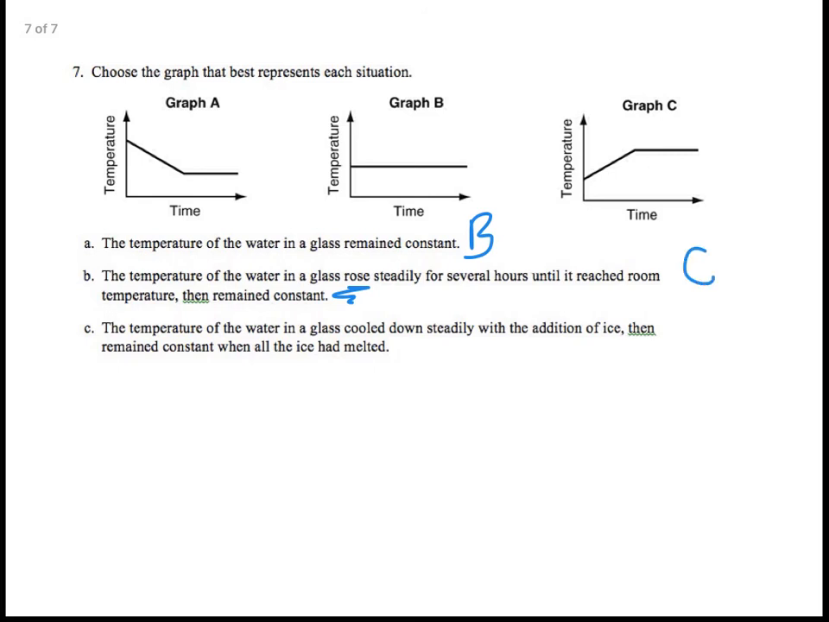And then the temperature of the water in a glass cooled down steadily with the addition of ice and then remained constant. So if it's cooling down, the temperature should go down. That should go with A.